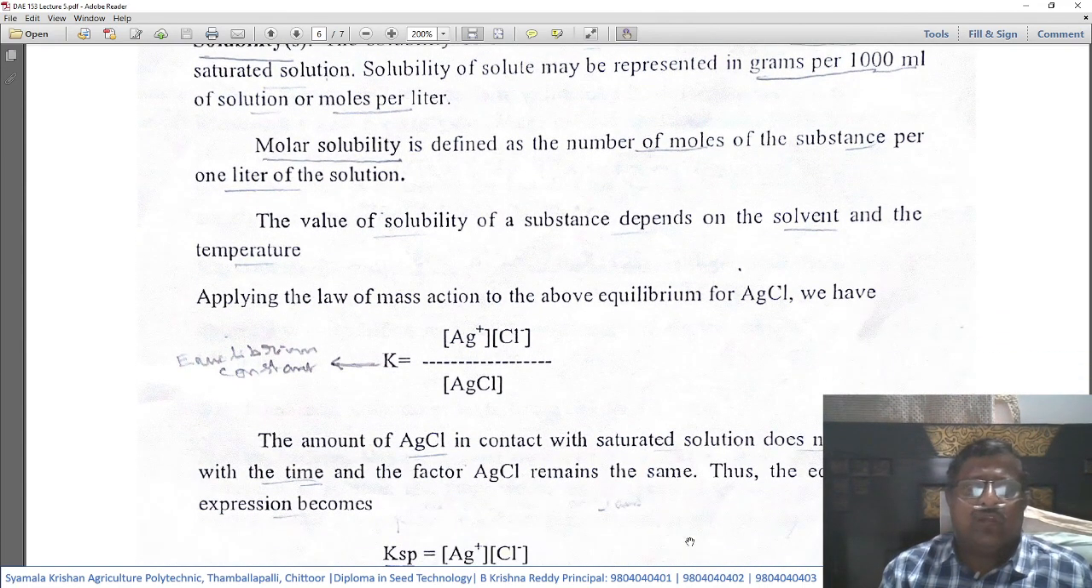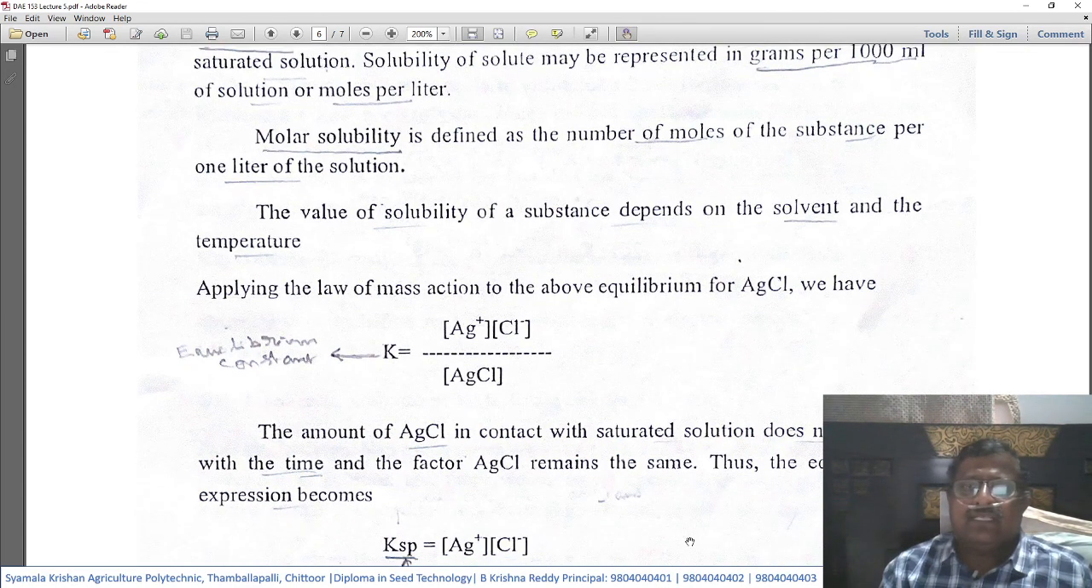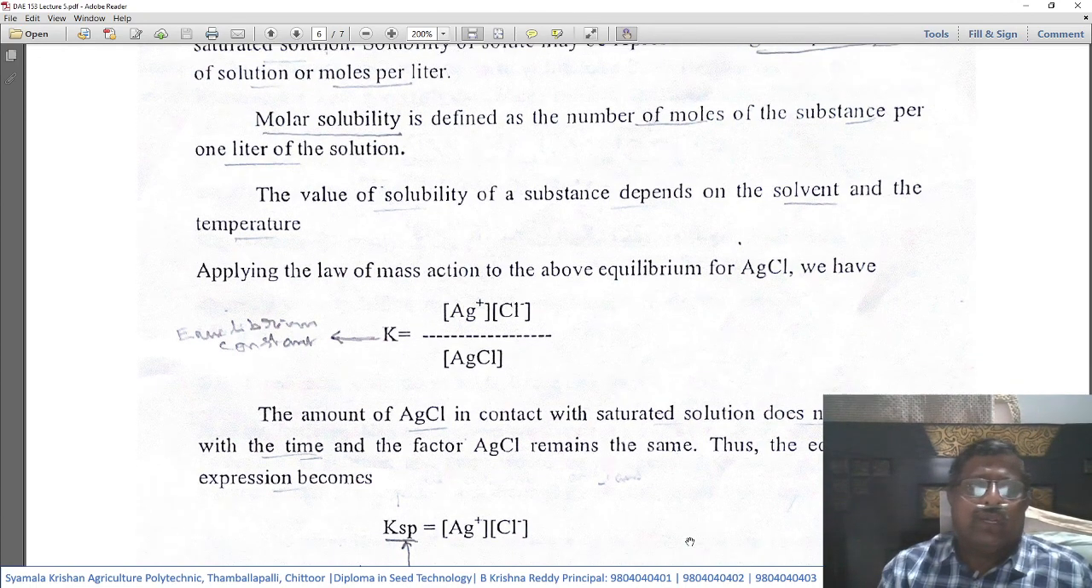The value of solubility of a substance depends on the solvent and the temperature. I think we have studied this elsewhere also. The value of solubility depends on the solvent and the temperature at which this reaction is undergoing.